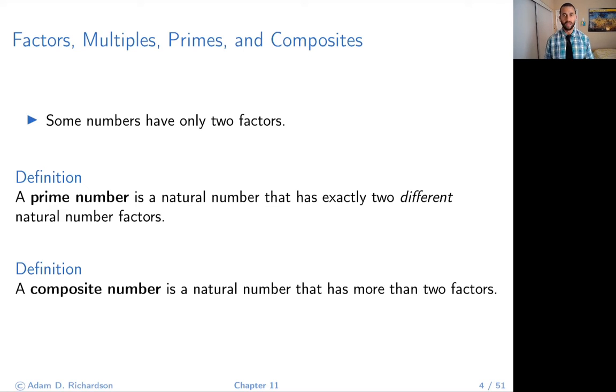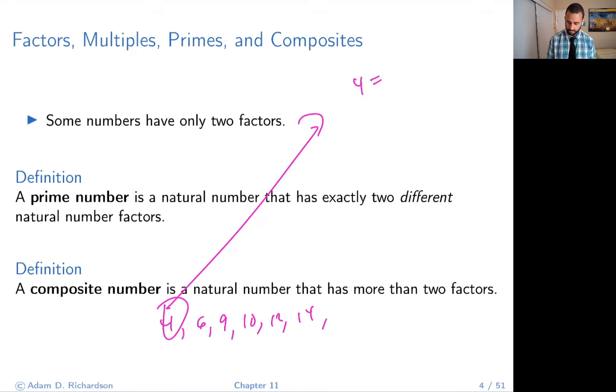So there's lots of composite numbers too, right? How about 4, 6, 9, 10, 12, 14, whole bunch of numbers. Those are all composite numbers because they have more than 2 factors. For example, 4, let's look at 4. 4 you can write as 1 times 4, or you can write it as 2 times 2. So 4 has factors 1, 2, and 4.